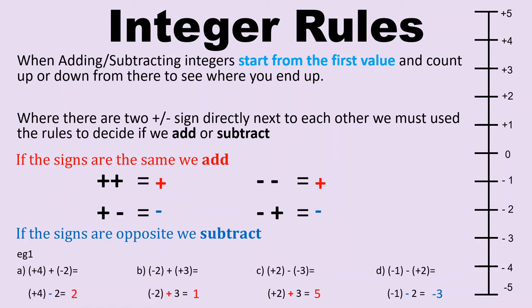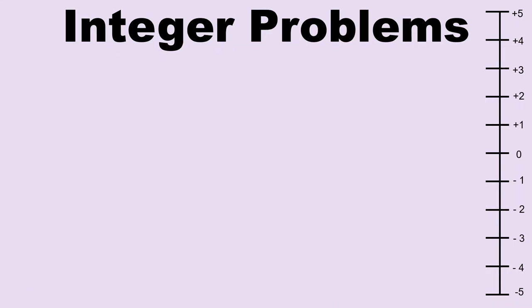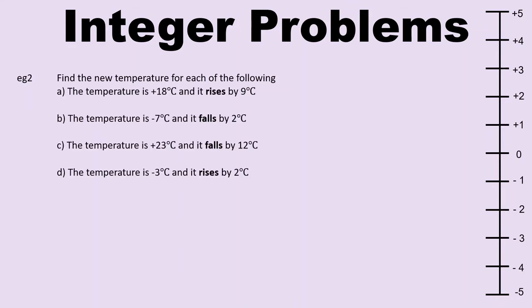If you find it helps you, you might also want to copy that explanation about adding or subtracting hot or cold water. Let's have a look at some integer problems now. So for example 2, find the temperature for each of the following. For question A, if we start with a temperature of positive 18 degrees Celsius and it rises by 9 degrees Celsius, if you find it helps, you can use a number line, but I'm hoping that we don't need to.